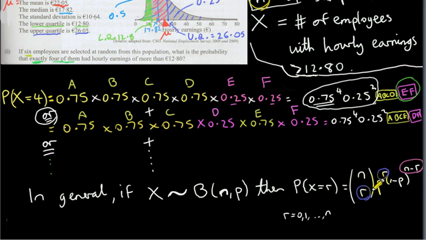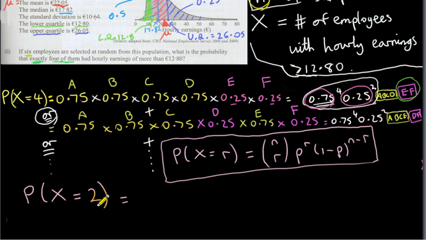So p is the probability of our desired outcome, that is that an employee has hourly earnings greater than 12.8, and this was 0.75, and 1 minus p is the opposite case. Sometimes 1 minus p is called q. So in our example, p was 0.75, q was 0.25.